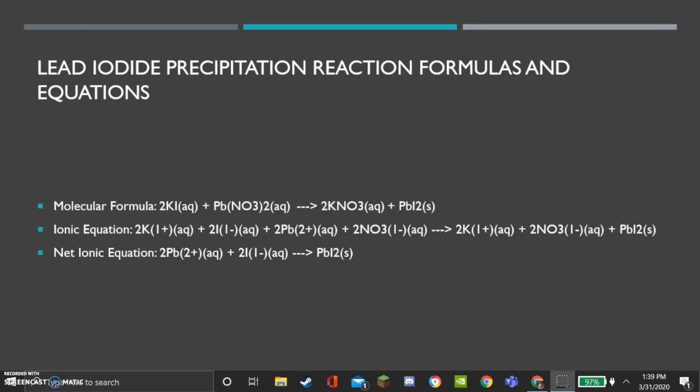And afterwards, by removing the spectator ions from the ionic equation, we would get the net ionic equation. The spectator ions in this formula's case would be the 2 moles of potassium and the 2 moles of nitrate. By removing those ions, we would get the 2 moles of lead, which again has a positive charge of 2 and is aqueous, plus the 2 moles of iodine, which has a negative charge of 1 and is also aqueous, and these two reactants would combine to make the precipitate of lead iodide.